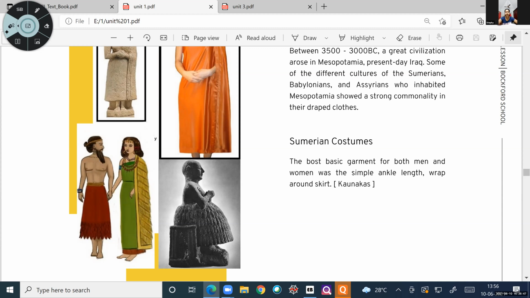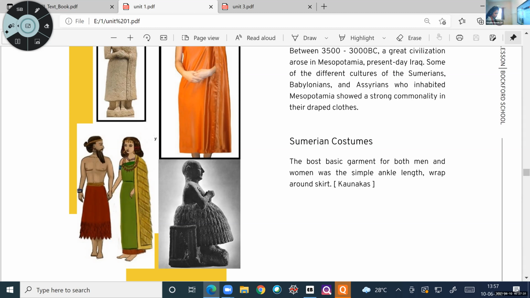It is the most basic garment for both men and women. It is a wraparound skirt. And what was it called? Kaunakes, right? Kaunakes were used by both Sumerians and Babylonians. But the ones used by the Babylonians were a bit more evolved, a bit more modern version of what the Sumerians used to wear.